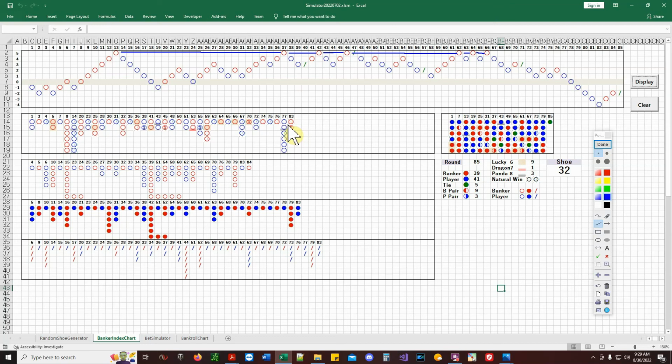Okay. This is the Baccarat Edge. I think we've had quite a few exercises in range betting again. This is the Baccarat Edge.